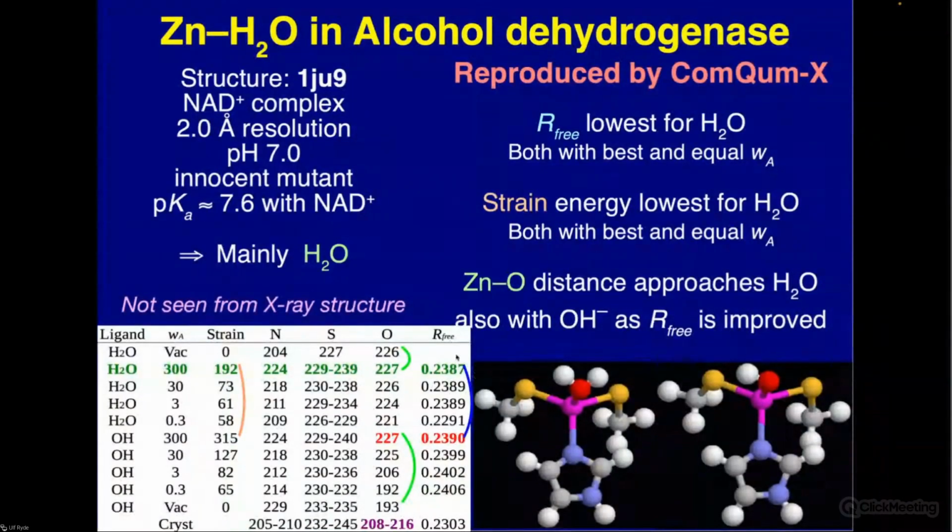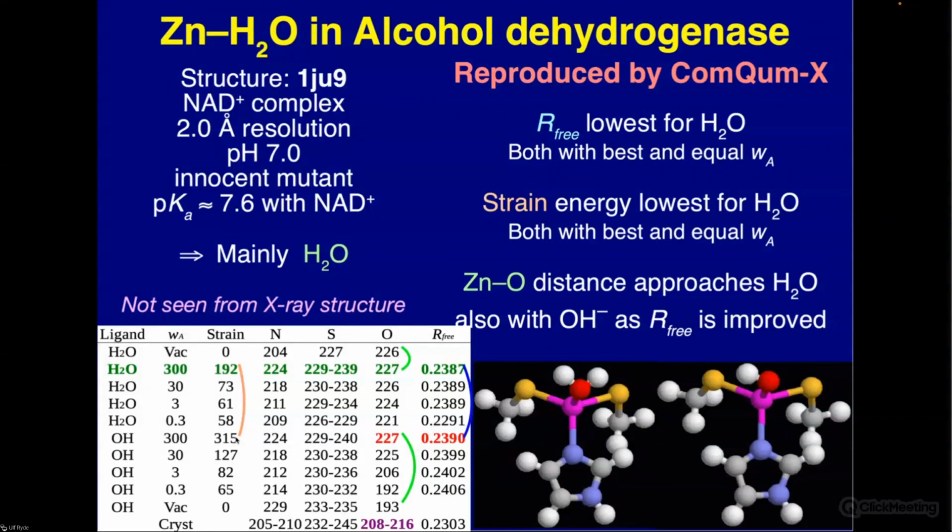We can see with the same criteria that in this case, the water fits the data much better. The R3 factor is lower for water than for OH. The oxygen-zinc distance, this distance here, is more similar to the vacuum structure for the water than for the OH group. And the strain energy is lower for water than for OH. So again, all three criteria point out the correct protonation state.